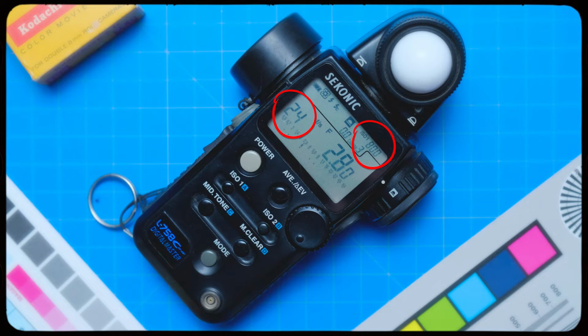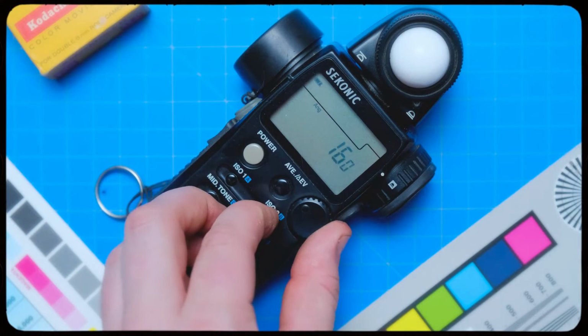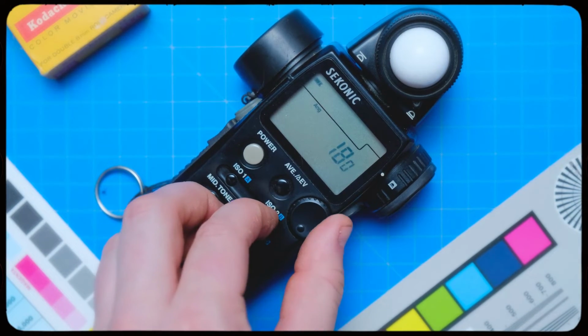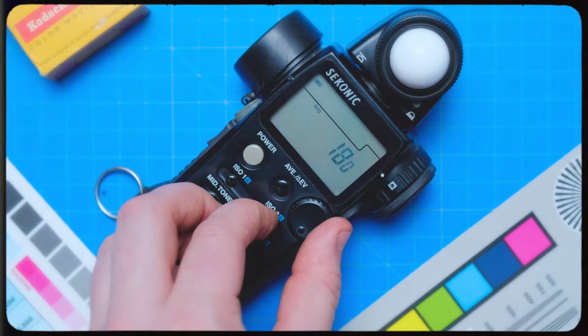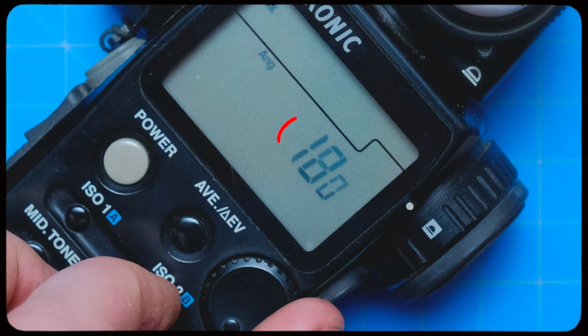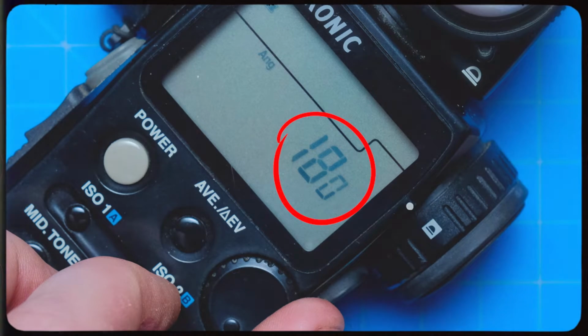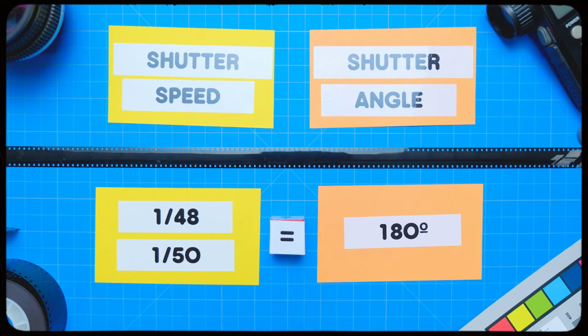Once this is selected, you'll need to double check your shutter angle. On this meter, this can be done by pushing the buttons mode and ISO 2 at the same time. This brings up the shutter options, and by adjusting the toggle wheel, you can set your shutter angle to whatever you're shooting at. But in most cases, if you're shooting a narrative project, your shutter angle is going to be 180 degrees.